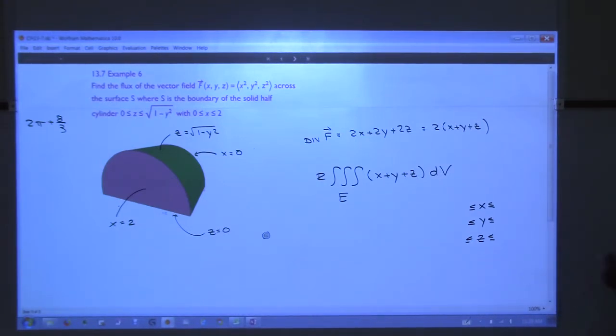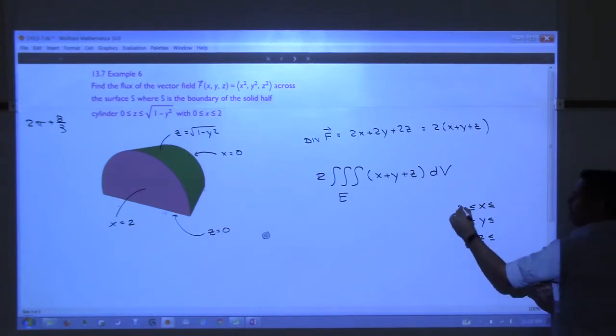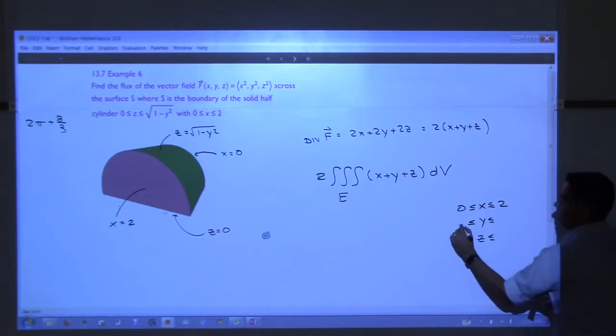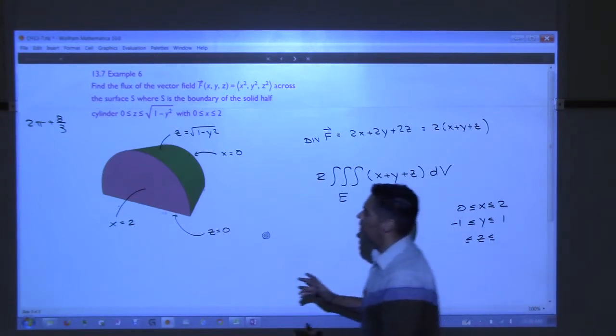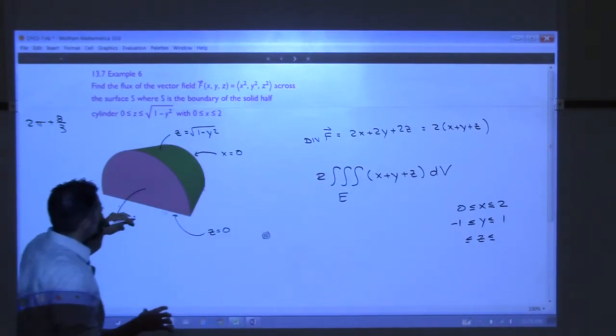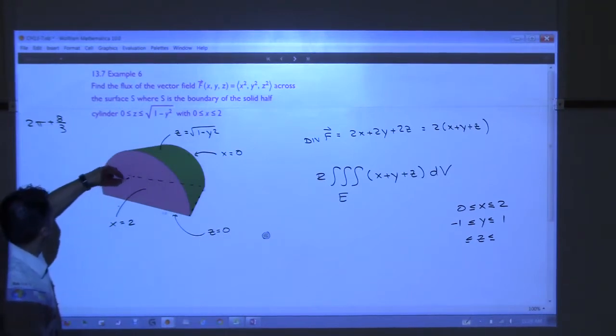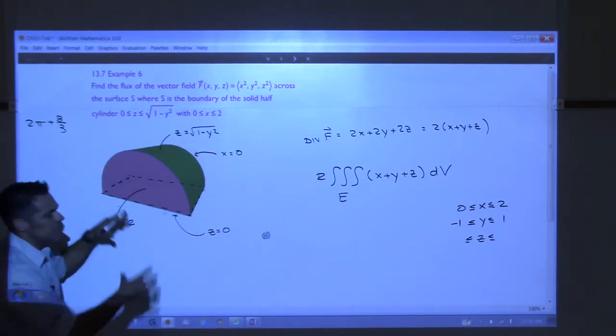Okay, so what's one thing you could do here? For x, X goes from what? 0 to 2. And then y would go from negative 1 to 1. Now, what I think you're doing is you're looking at this solid and you're looking at its shadow on the ground.